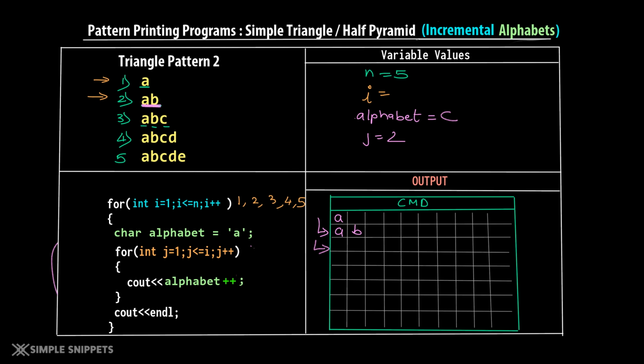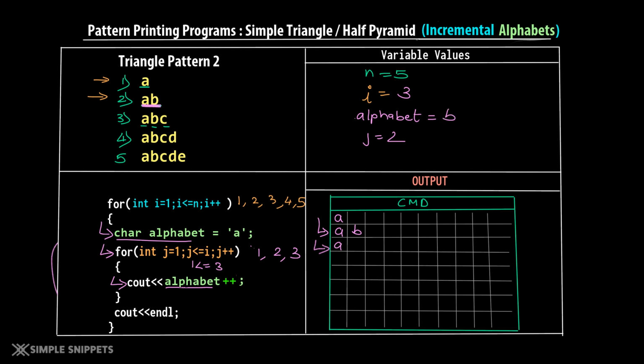Now when i becomes 3, the inner for loop runs 3 times, correct? So you'll go inside the outer for loop. You'll again recreate this alphabet variable and you'll start with alphabet equals to 'a'. Then the inner for loop will start running from j equals to 1 to less than or equal to i, which is 3, which means that j will take values 1, 2 and 3. So it will run 3 times, and all the 3 times it is going to print alphabet plus plus. So first time the alphabet value is 'a', then plus plus will happen, that is post increment will happen. So alphabet value will become 'b'.